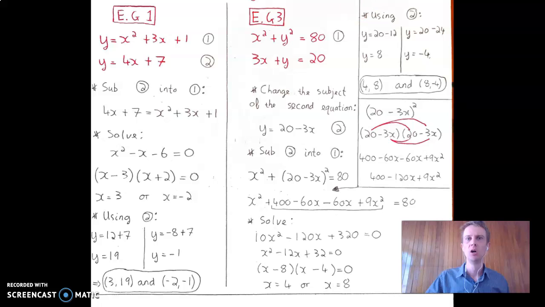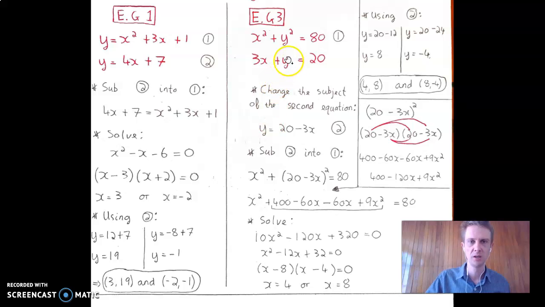Example 3 is a little bit trickier, just because we've got an x squared and a y squared there, which makes the substitution a little bit trickier, a different form. This comes from the second page of the My iMaths task. The first step here, I would say, is to change the subject of the second equation. So we want to get y equals. I could, if I wanted to, do this whole process and get x equals, fine, but I'd end up with fractions.